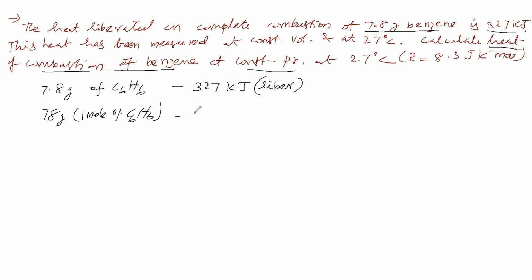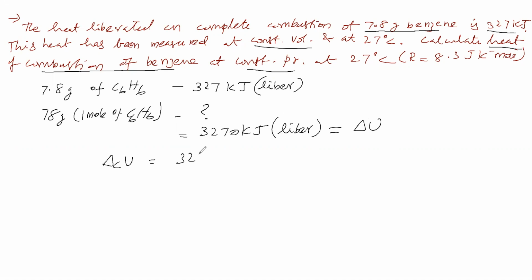So 78 gram of benzene on combustion liberates how much amount of energy? 3270 kilojoule of heat is liberated. And at what condition is so much heat liberated? Constant volume. Constant volume means it is delta U. Therefore, delta CU is equal to minus 3270 kilojoule, liberated meaning minus, exothermic. Internal energy of combustion is given. But what is asked? Heat of combustion at constant pressure, that means delta H. So how to find delta H?